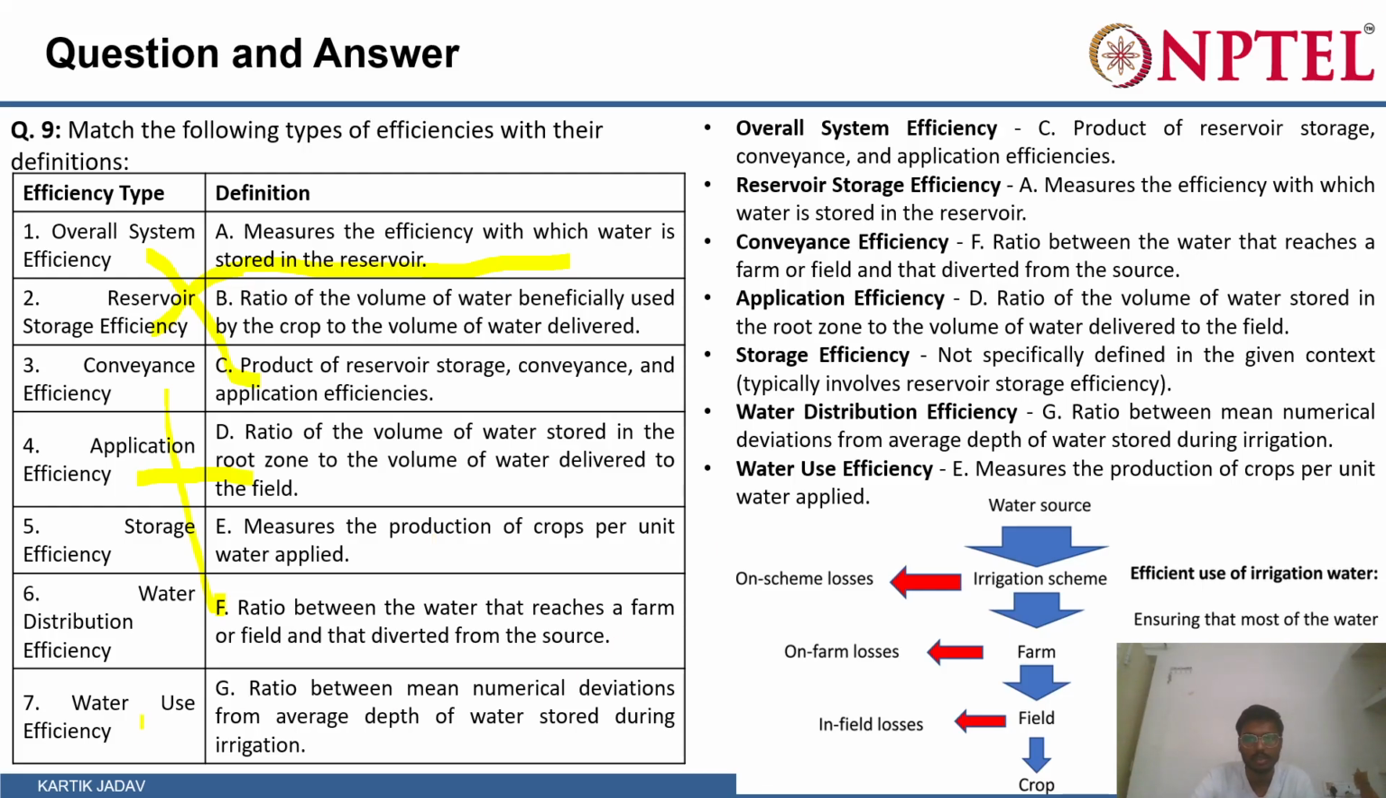Then you have water distribution efficiency, which is more related to the ratio between the mean numerical deviation from average depth and the water stored during irrigation. Then water use efficiency measures the production of crop per unit water applied, like the rate in terms of transpiration, effective rainfall, or both combined.